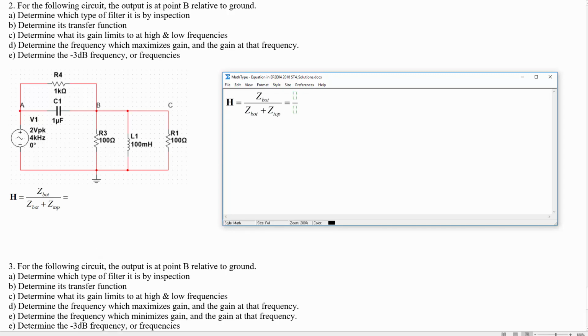And these things. So Z bot is going to be the inductor impedance in parallel with these other elements. So let's maybe just rewrite this as 1 plus Z top over Z bot. And then maybe we'll end up multiplying by this again later if we need to. So that's 1 over 1 plus Z top, which is ZC in parallel with R4. And on the bottom, we've got ZL in parallel with, we can just do R1 in parallel with R3 right away and call that 50 ohm.